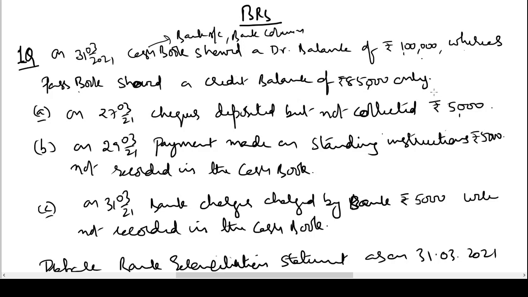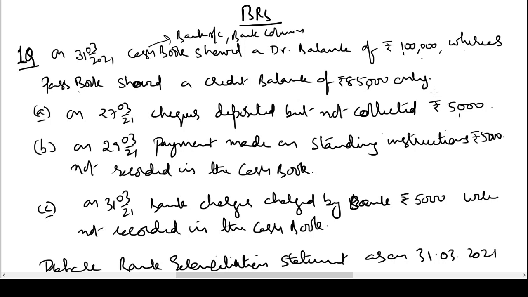So on 31st March 21, cash book showed a debit balance, here meaning a favorable balance of rupees 1 lakh, whereas passbook showed a credit balance of 85,000 only. So there is a difference. On 31st March, the balance as per the books of the business and as per the books of the bank are not tallying. In our earlier videos, we have seen how to ascertain the reasons of differences.